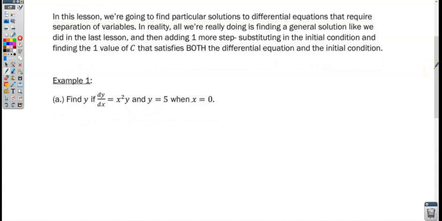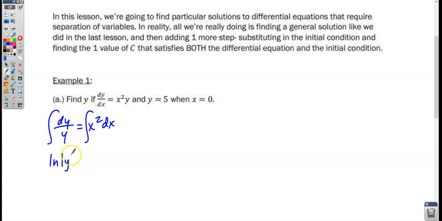Example 1, part A. Find y if dy/dx equals x squared y and y equals 5 when x equals 0. When this says find y, it means we're finding the function for y. So we're going to start by separating dy/dx equals x squared y. We'll divide both sides by y, multiply both sides by dx, and that gives us dy over y equals x squared dx. And now I'm going to integrate both sides.